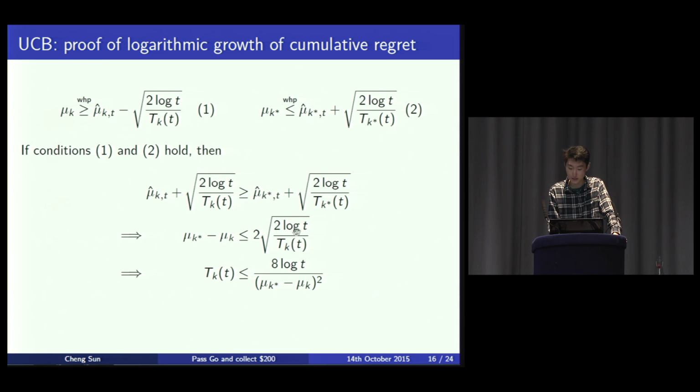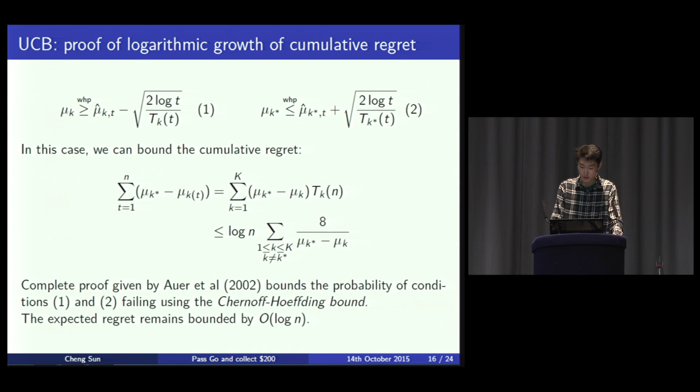But rearranging this inequality again, we get an expression for the number of times that we pulled arm k. And so this bounds the number of times that we pull a suboptimal arm according to something that is logarithmic with time and is multiplied by a constant which depends on how far the true means deviate. So using this, we can actually just bound the cumulative regret. It's very straightforward. We take the definition of cumulative regret, which is the sum of the regrets over all the n times that we pull the arm.